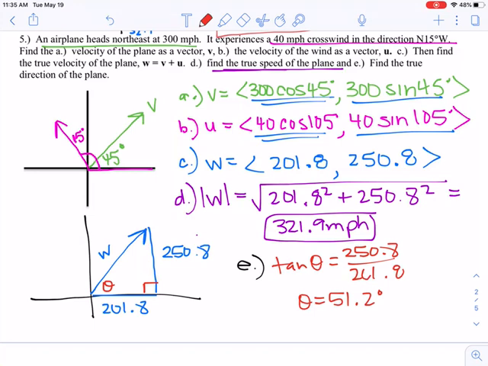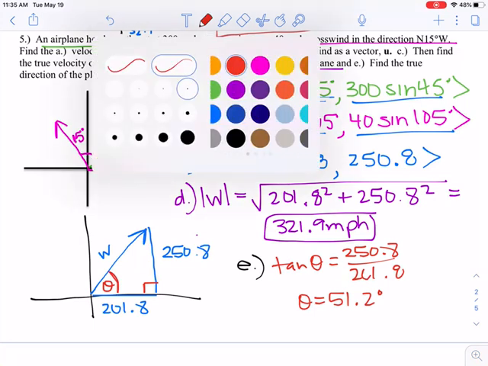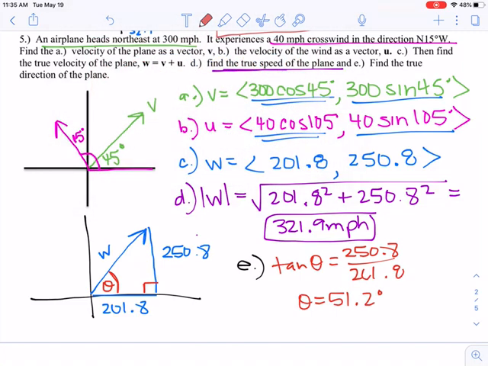So if we have an angle inside our triangle of 51.2, we want to describe the angle sitting in between the north line and my vector. So if I take 90 minus the 51.2, that's going to be a 38.8 degree angle. So I'm going to be traveling north 38.8 degrees east. I'm being pushed more towards the west.